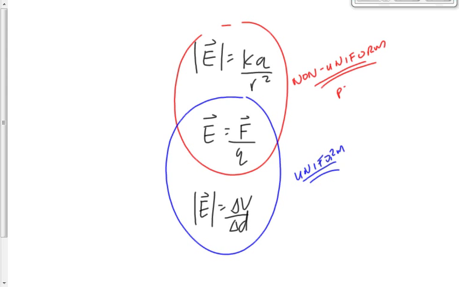The top is when we have a point source. The bottom is when we have parallel plates, or something that's like parallel plates at least. The thing that's in the middle, E is equal to F over Q, it's valid all the time. Doesn't matter what kind of field we have. Doesn't matter what the situation is. If we have a field and we know something about the experiencer, we can use that middle equation.